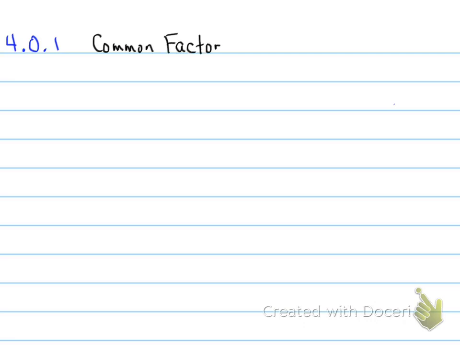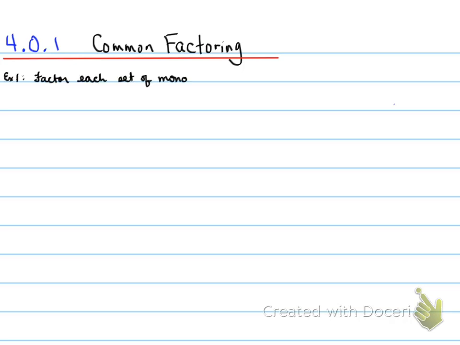First part is common factoring. What's important here is we want students to be able to understand how to find a common factor. You may have learned in previous years something called the lowest common multiple, LCM, or greatest common factor, GCF. Here we're going to apply those ideas of LCM and GCF to answer questions like common factoring. You're asked to basically factor each of the set of monomials.